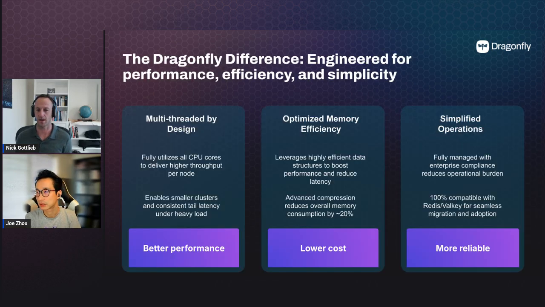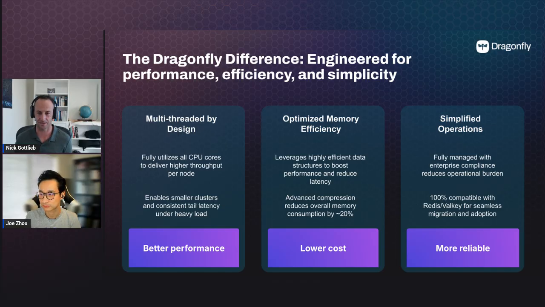So what is the specific technical difference between Dragonfly and legacy solutions like Redis? Dragonfly is multi-threaded, right? This is an architectural decision we made to be able to fully utilize all the CPU cores that are on these modern cloud machines. This allows us to deliver much better performance, much higher throughput per node, and it also enables much smaller cluster sizes. We typically see our customers collapse their clusters coming from Redis to Dragonfly by 30, 40, 50%, which not only reduces costs, but also reduces management overhead dramatically.